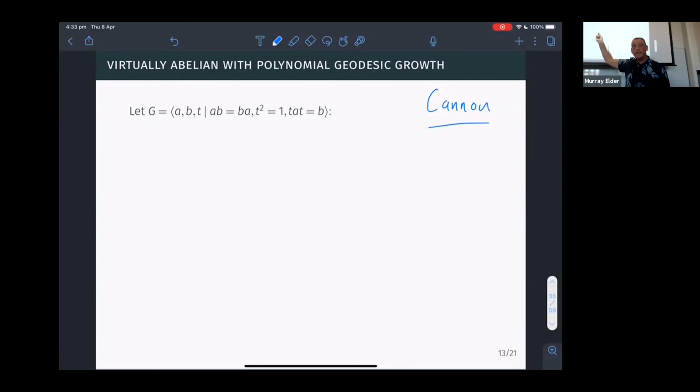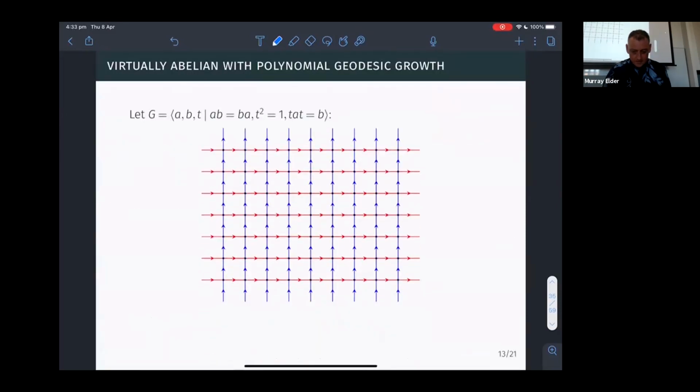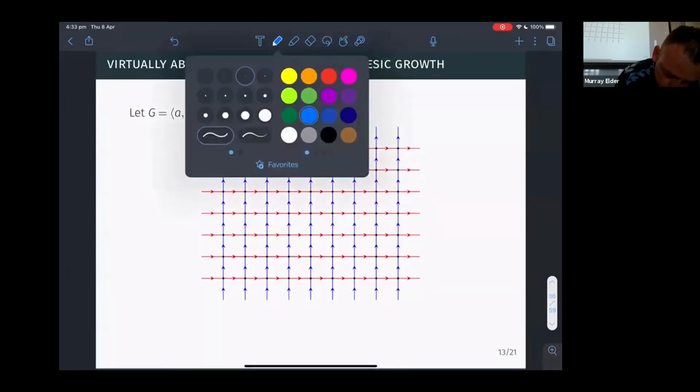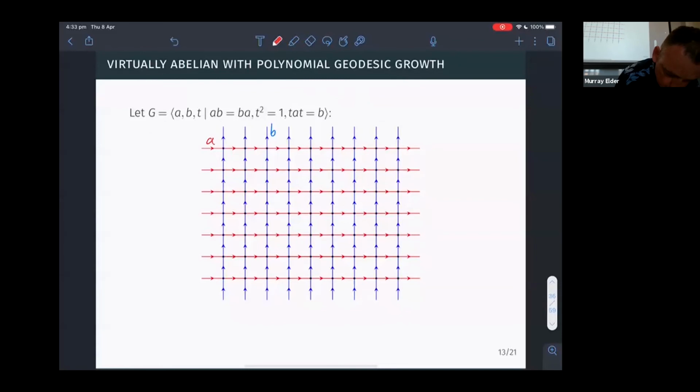I've got my T squared equals 1, just the easiest thing you can do. And now they're glued together with this relation TAT equals B. So let me show you some pictures. That's just a copy of Z squared. So that's B, and the red, I think, from memory, is A. So that's just the Z squared Cayley graph.